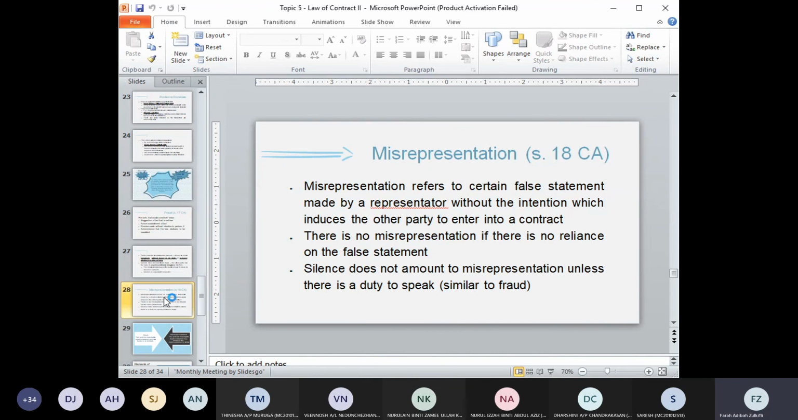Okay, so misrepresentation will make a contract voidable if there is reliance on the false statement. If your false statement causes the other party to sign the contract, if the other party believes your misrepresentation and enters into a contract due to your misrepresentation, the contract is voidable. But there is no misrepresentation if there is no reliance on the false statement. If the other party does not rely on your false statement, it will not become a misrepresentation. And then similar to fraud, silence does not amount to misrepresentation unless there is a duty to speak.